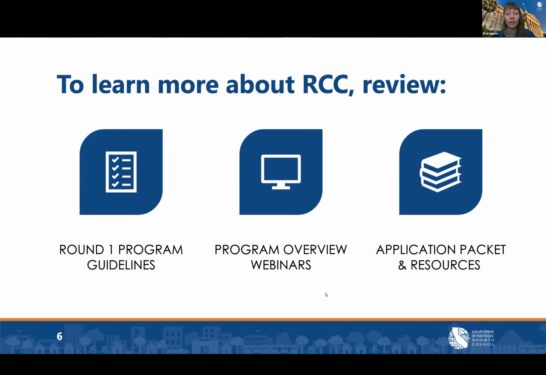And then thirdly, we have quite a few application resources that include the application itself and then a number of guidance documents and supporting resources to help folks understand different components of the program. And so that could also be a really great resource for folks who may be bidding on this RFP. So with that, I will pass it off to my colleague Sarah, who's going to be talking about the RFP in a little bit more detail and the activities that TA providers will be carrying out.